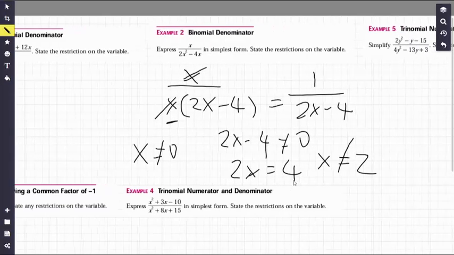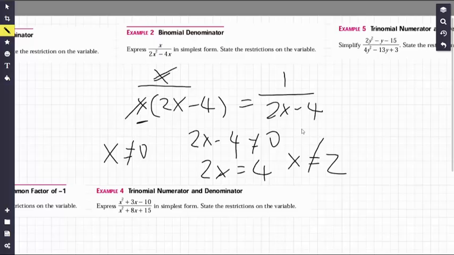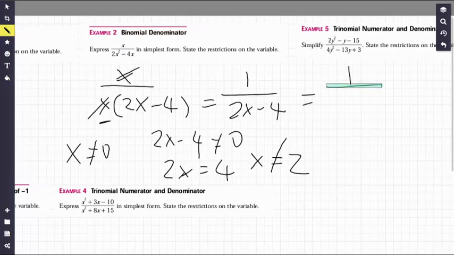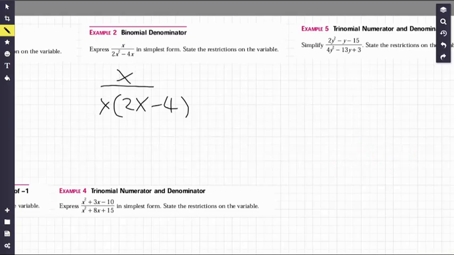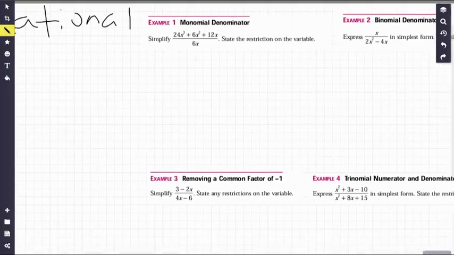And so, this is in the simplest form. Usually your teacher would ask you to put that in a bracket, which is like this. You simplify another 2 out of it, and then that is the most simplified form, and our restriction is x cannot equal 0 or 2. And that is our restriction. That's pretty simple, pretty straightforward. And let's go to the next question.